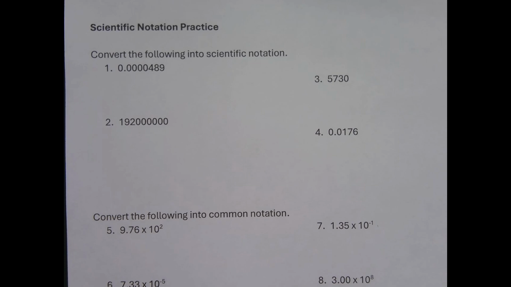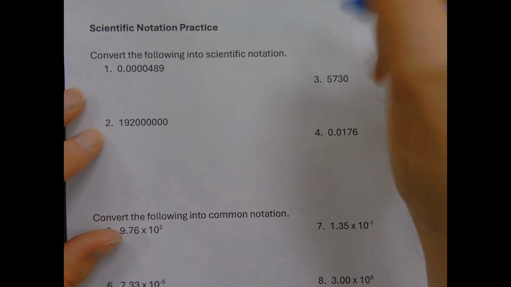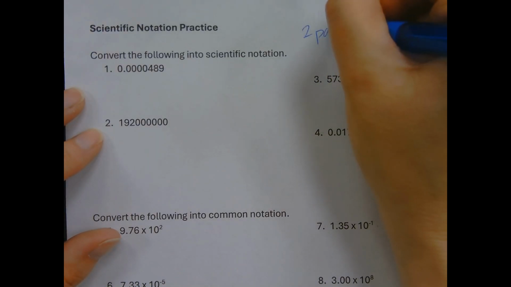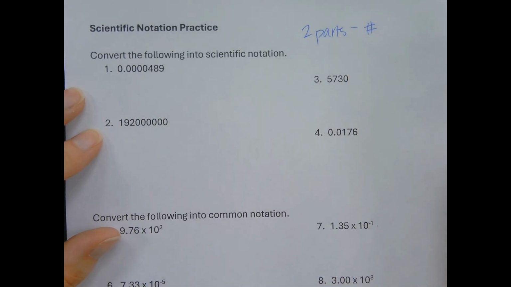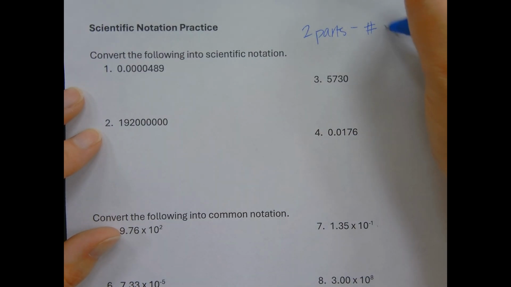So remember, scientific notation consists of two parts. It has a number where there's only one non-zero integer in front of the decimal, and then a times 10 to the, and then an exponent. Remember that if it is a positive exponent, then that means the number is bigger than 1.